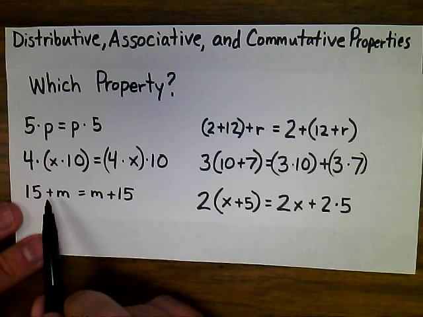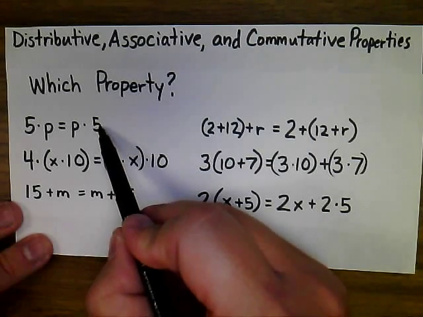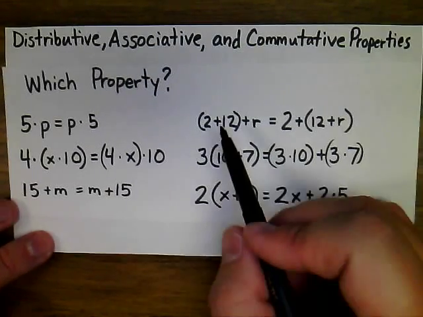In this case, 15 plus m is equal to m plus 15. You'll notice it's another example of the commutative property. The commutative property can be used with either multiplication or addition. It cannot be used for subtraction or division.